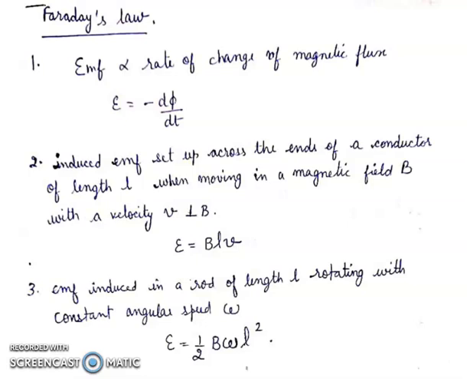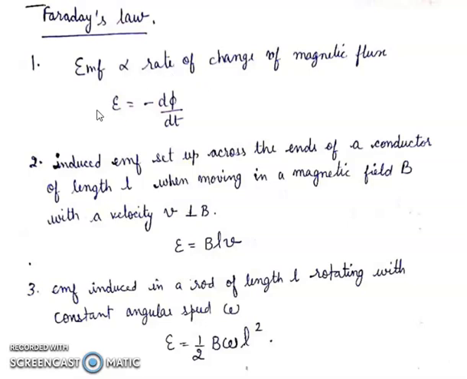In this video, I will be sharing a few important formulas of electromagnetic induction. First is Faraday's law. It states that whenever the magnetic flux linking with the conductor changes, an EMF is produced, and that EMF lasts so long as the change in magnetic flux continues. The EMF produced is directly proportional to the rate of change of magnetic flux.